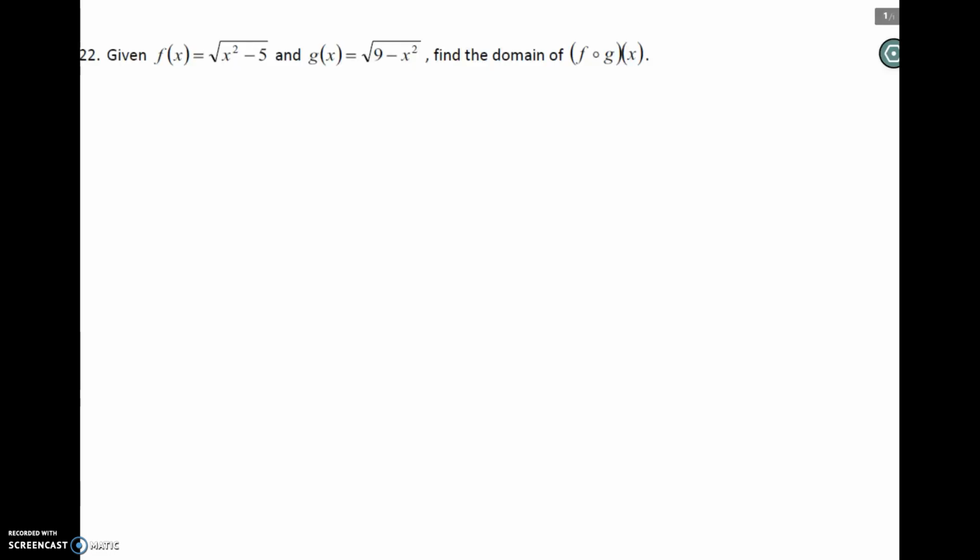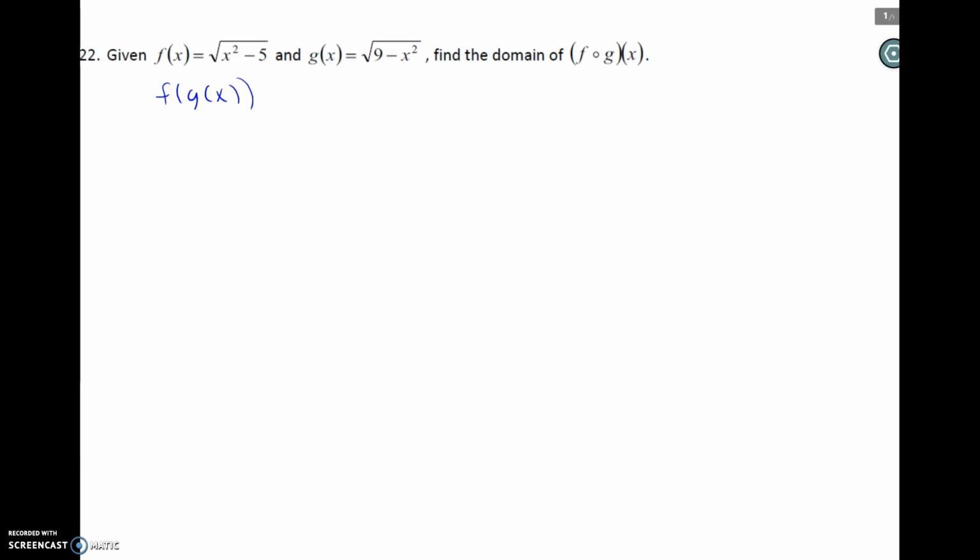Okay, this is number 22 on the extra practice worksheet. You're given f of x equals the square root of x squared minus 5 and g of x equals the square root of 9 minus x squared, and you want to find the domain of f of g of x. Okay, so f of g of x, that's what the f circle g of x means.